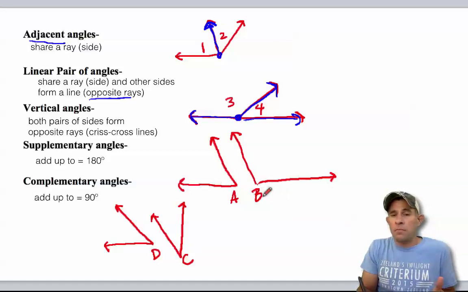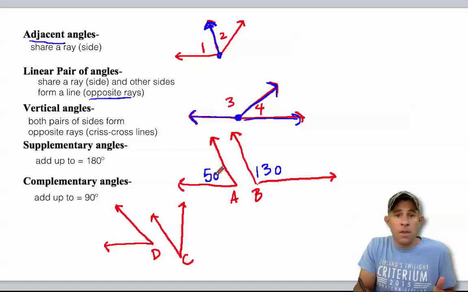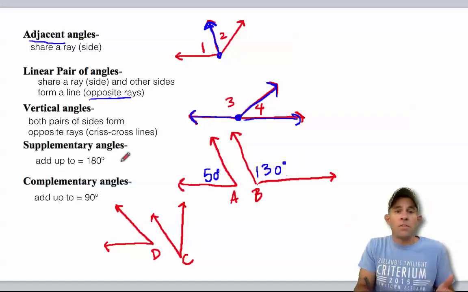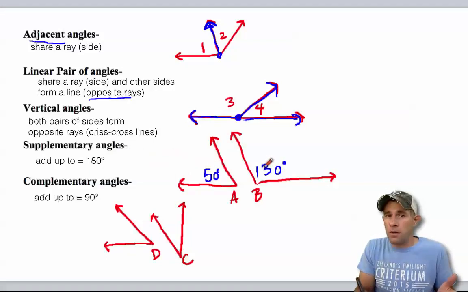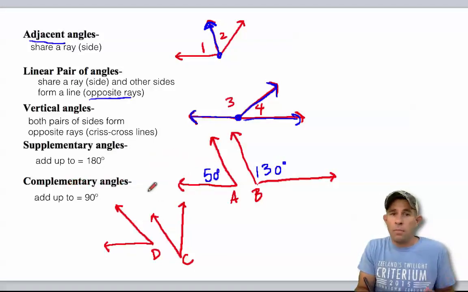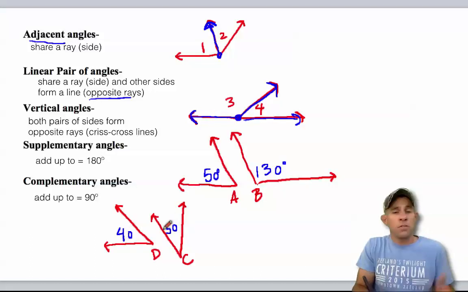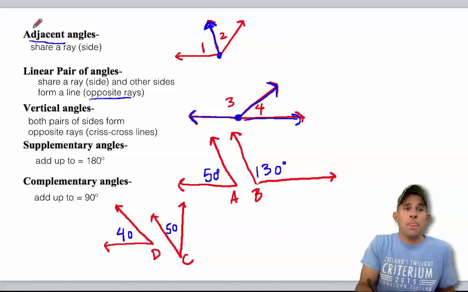So check out A and B here. Let's say the measure of angle A is 50 degrees, and the measure of angle B is 130. Well, 50 degrees plus 130 would add up to equal 180. So that's what makes these two angles supplementary. Likewise, complementary means that they add up to equal 90 degrees. So angle D and angle C here, let's say one is 40 and the other one is 50, those two would add up to equal 90 degrees, and therefore they would be complementary angles.